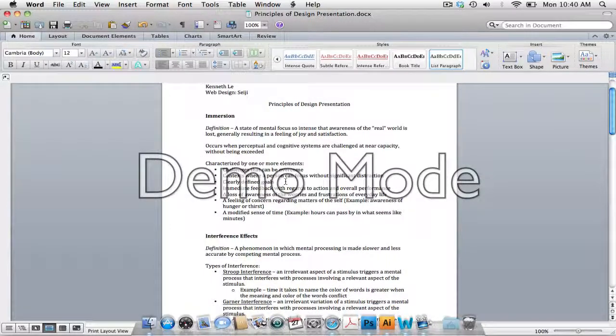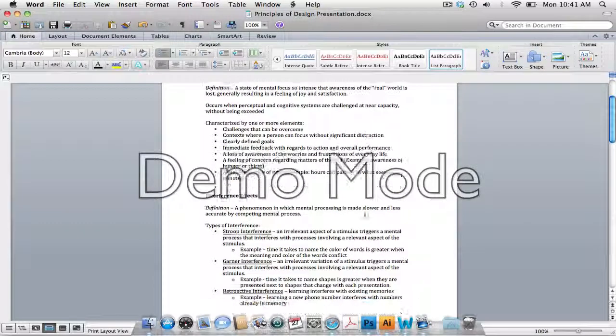Immersion is characterized by challenges that can be overcome, context where a person can focus without significant distraction, clearly defined goals, immediate feedback with regards to action and overall performance, a loss of awareness of the worries and frustrations of everyday life, a feeling of concern regarding matters of the self, for example, awareness of hunger or thirst, a modified sense of time, and for example, hours can pass by in what seems like minutes.